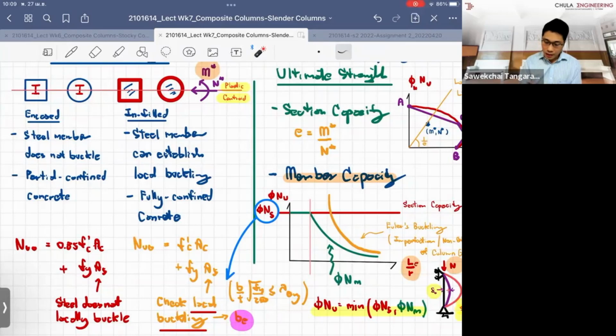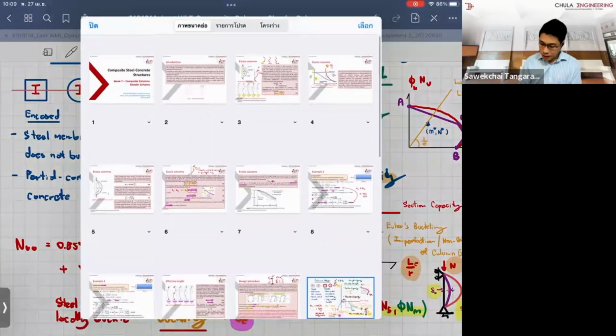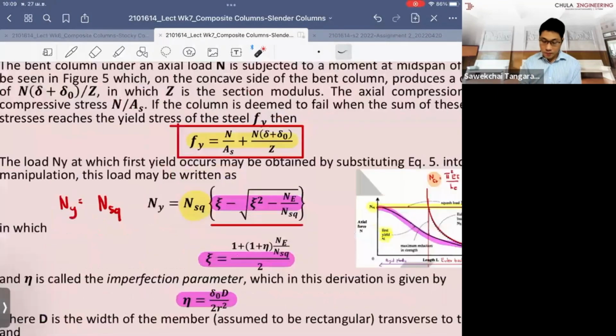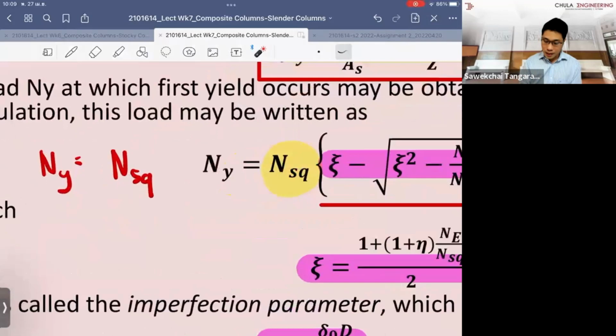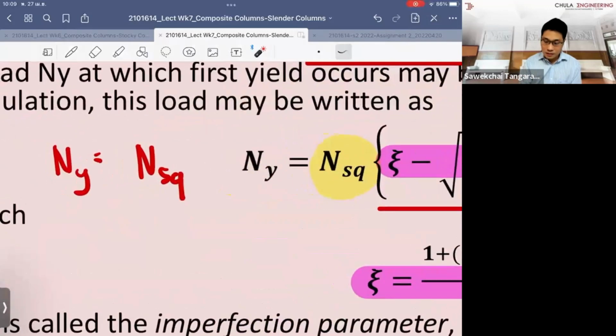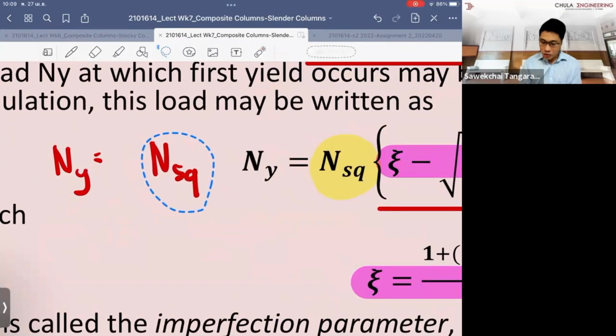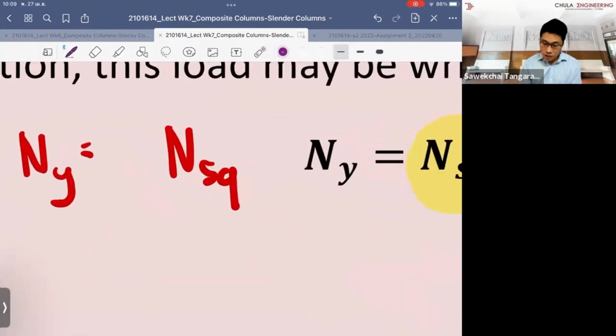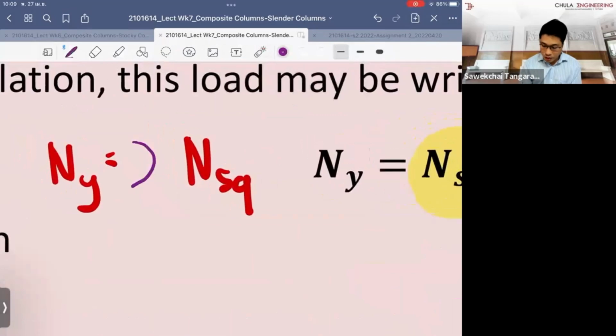But on the other hand, if we come back to this diagram again, if the slenderness ratio becomes more than the limit, you have to adjust the capacity, and you are not allowed to use the full squash load capacity. The reason is that it's not safe, so you have to apply some type of reduction capacity.